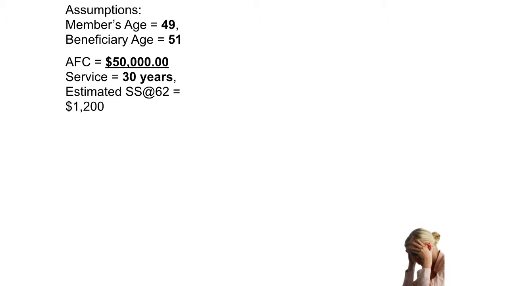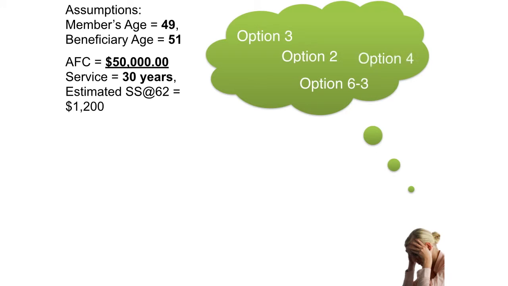Here's an example of a retirement benefit estimate. We've got some assumptions. We have a member who's 49, a beneficiary who's 51. Our average final compensation for this example is $50,000. At this point in time, the member also has exactly 30 years of service. They could have purchased service or be using their unused sick leave, but 30 years is the number for this calculation. The member is also telling us how much they expect to receive from Social Security when they turn 62.